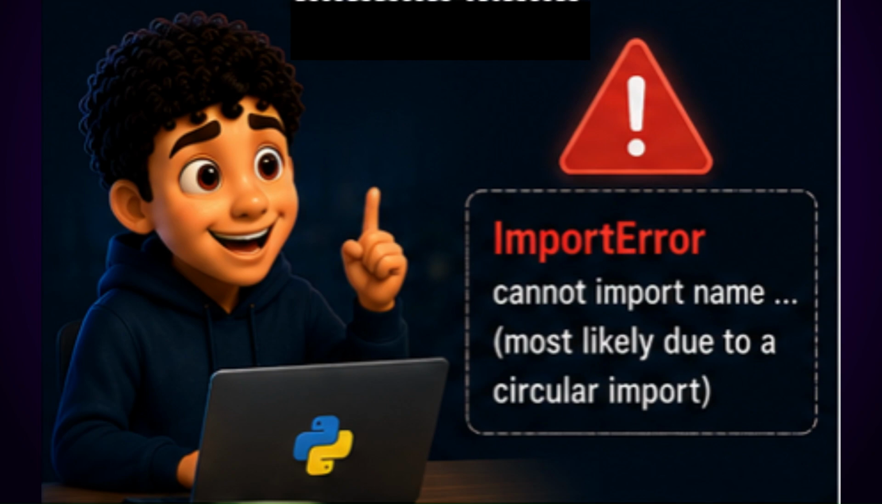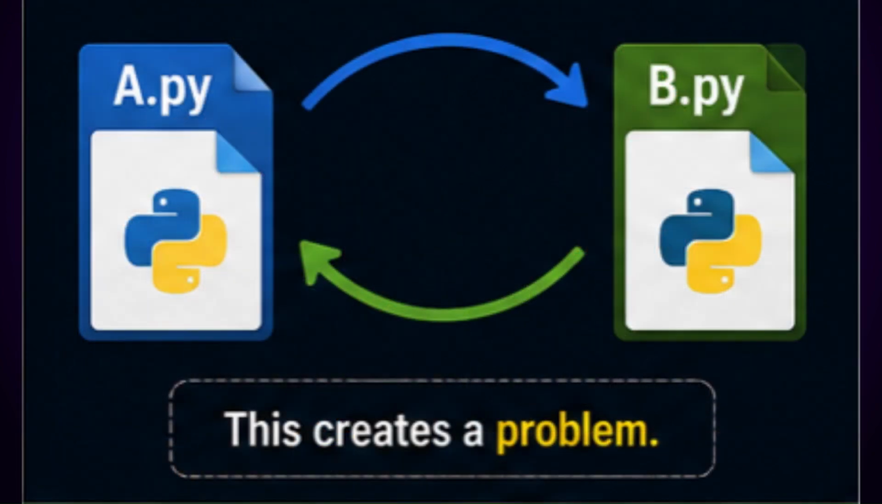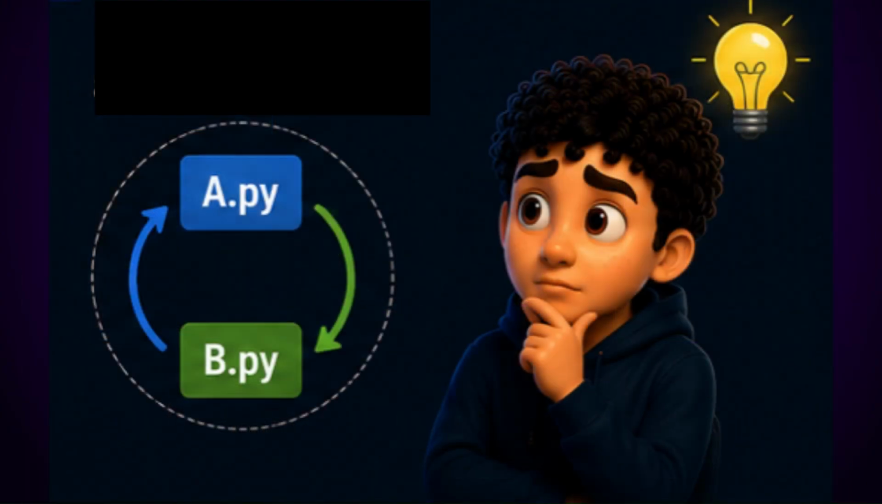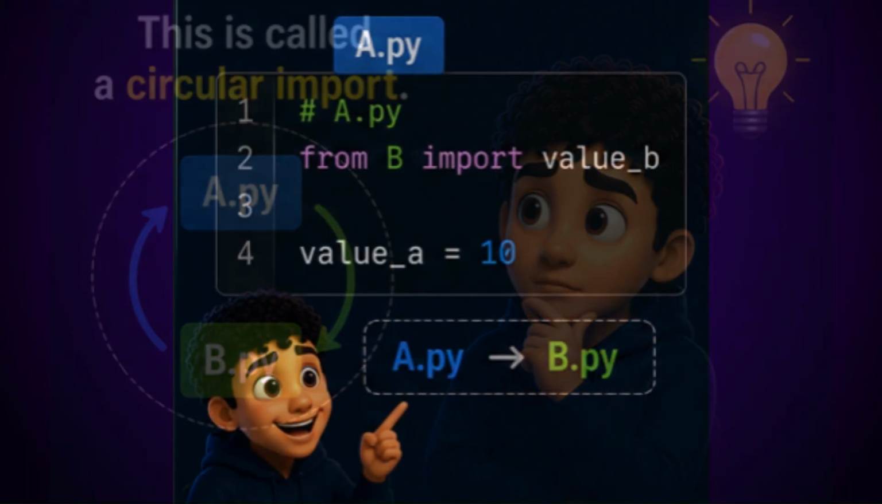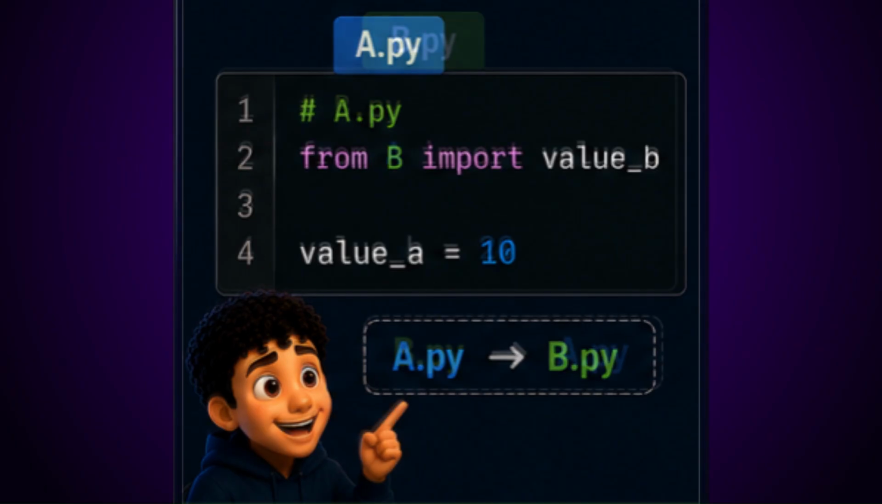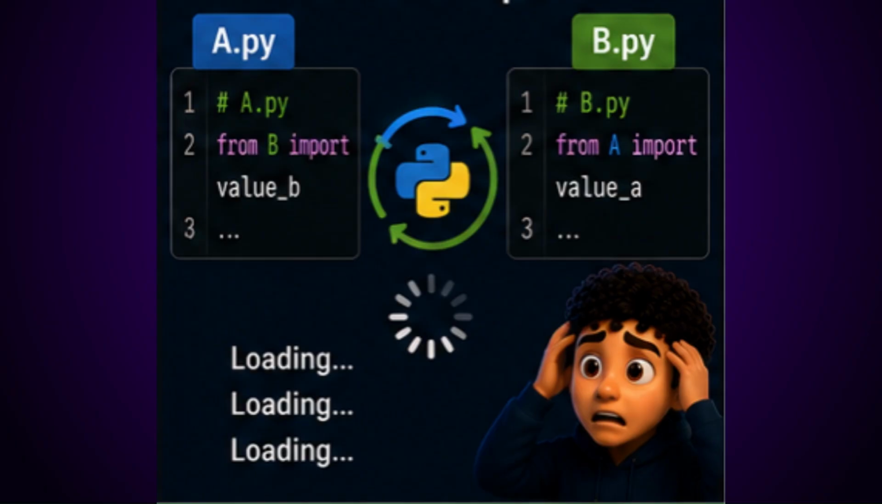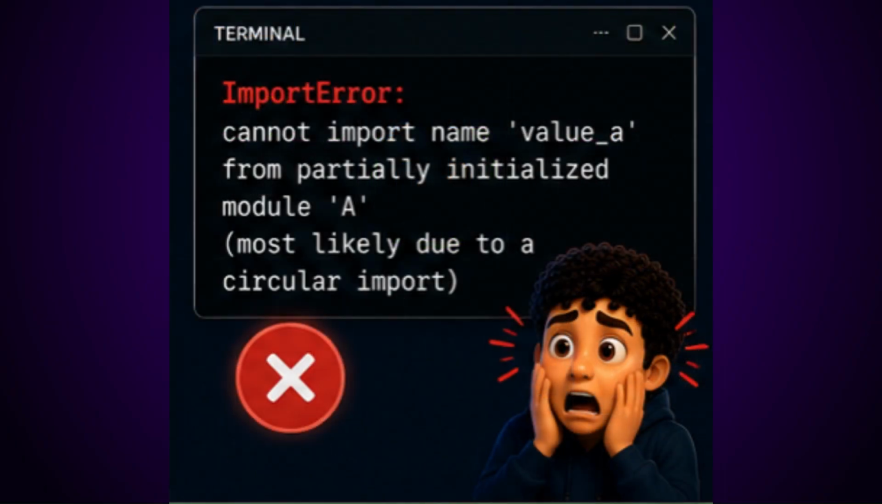ImportError can also happen when two files depend on each other. This is called a circular import. File A imports file B, file B imports file A. Python gets stuck and cannot complete the import process.